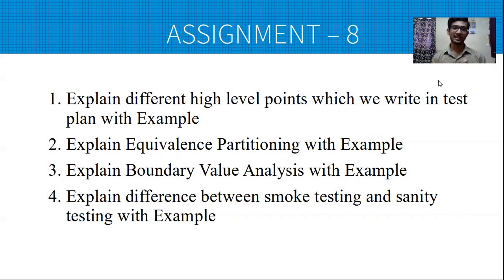In boundary value analysis, we have a formula. Within a set, we have A minus 1, A, A plus 1, B minus 1, B, B plus 1. So for A minus 1, A and A plus 1, that 1 to 31 becomes 0, 1 and 2. And for B minus 1, B and B plus 1, it becomes 30, 31 and 32.